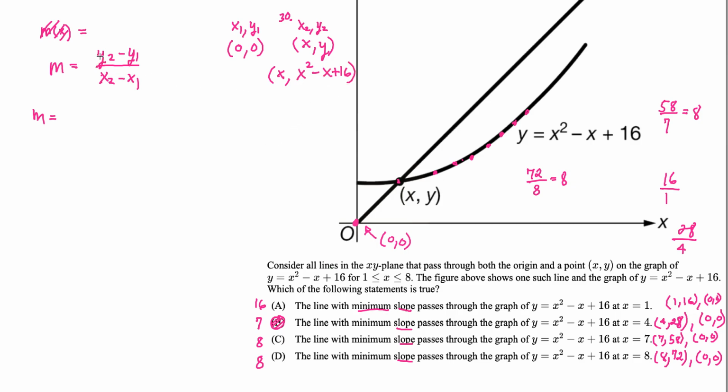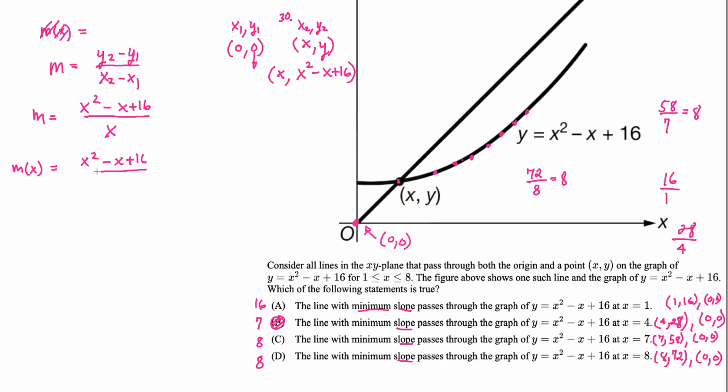Instead of writing y2 here, I could write x squared minus x plus 16 over x2. x2 is just x, minus the y2 minus y1. Make no mistake, y1 is 0, so it's just minus 0 here. So just y2, which is this value, and then x2 minus 0 is just x. And now I have a function, m of x. What I want to do is minimize this function.